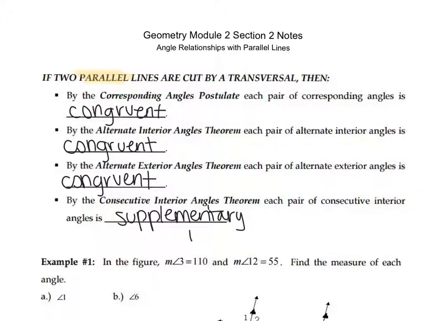If you remember, supplementary means adds to 180 degrees. So again, all four of these are those relationships we talked about at the end of section 1. So if we have two parallel lines cut by a transversal, then we have corresponding, alternate interior, and alternate exterior angles all being congruent, and then consecutive interior angles being supplementary.